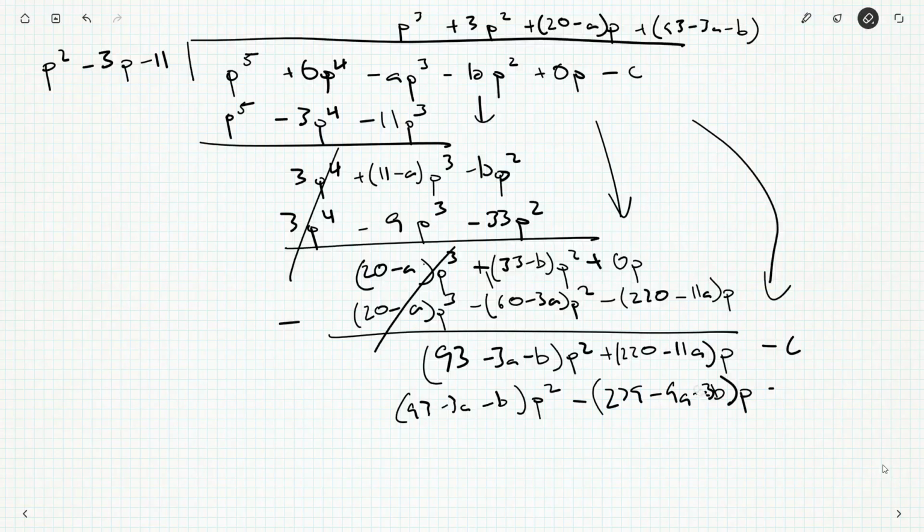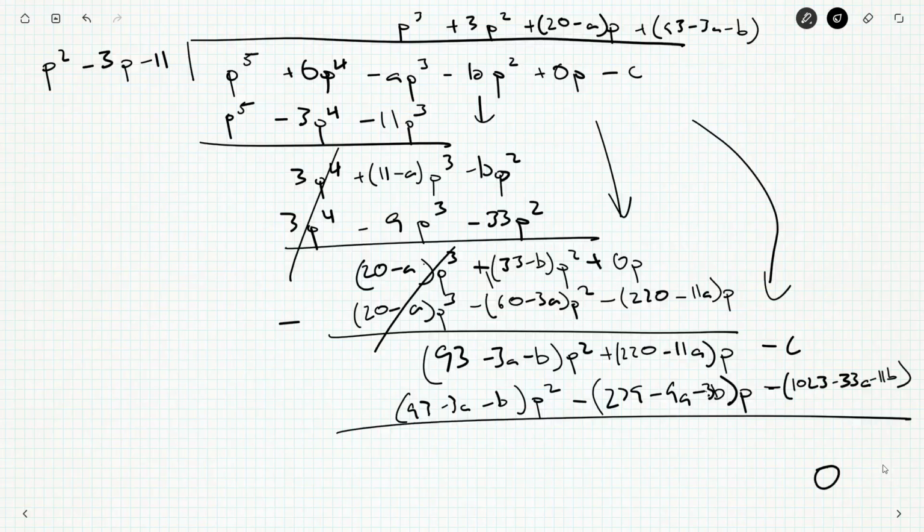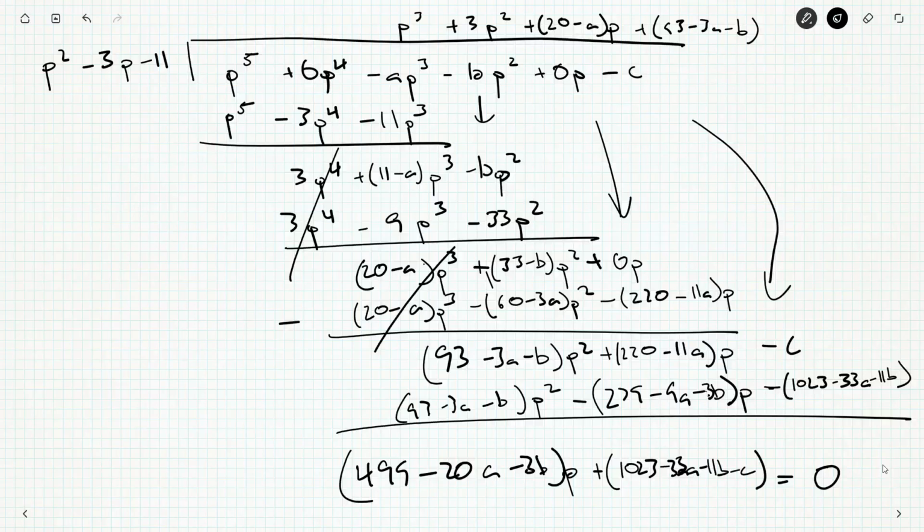And then minus 11 times that, and that'll be 1023 minus 33a minus 11b. And this should be equal to 0, but when we do the subtraction, we get 499 minus 20a minus 3b times p plus 1023 minus 33a minus 11b minus c equals 0, and we're right back to where we were. So minimum polynomials didn't actually help me out a whole lot.